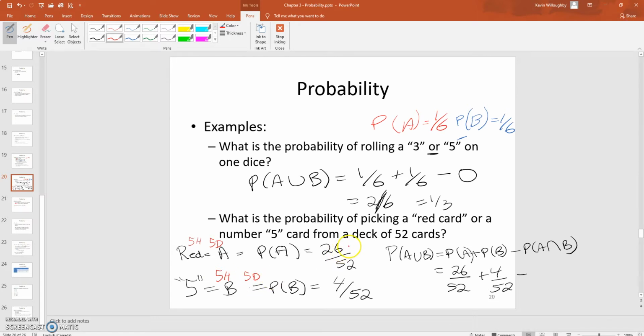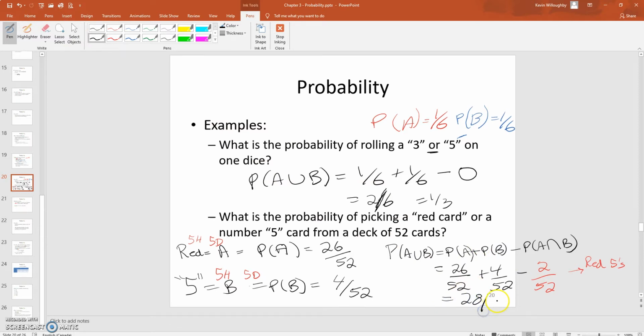So those 2 cards appear twice, which is why we have to subtract them out, because those red 5s are being counted twice. So that's why you have to subtract them out once, so we don't double count. This becomes a total answer of 28 out of 52. So the law of probability: you add the probabilities together, subtracting out what they share in common.